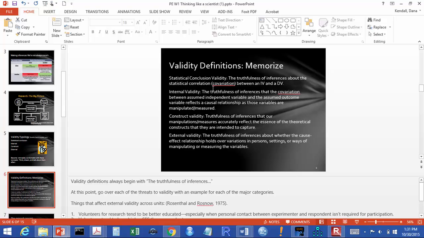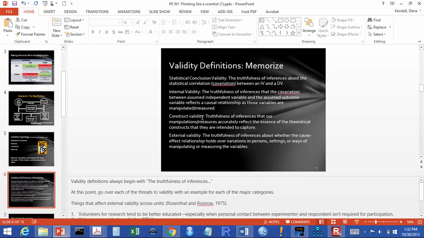Internal validity, that's the truthfulness of inferences that our proposed IV is causing the DV. Is that a causal relationship? And sometimes what happens with confounds is that we're fooled into thinking our intervention or our IV is causing something when in reality another variable is sneaking in and doing it and mimicking that effect.